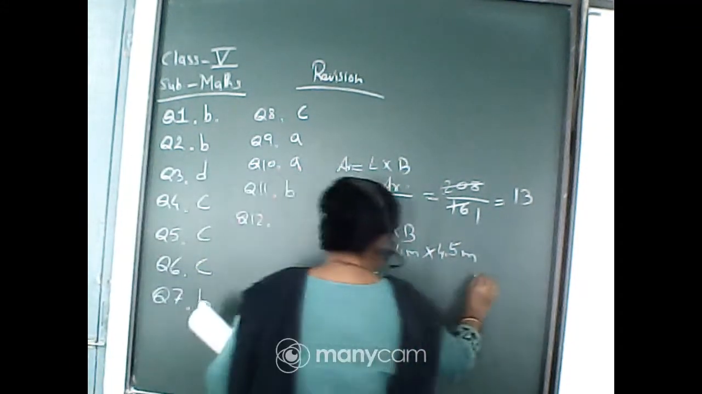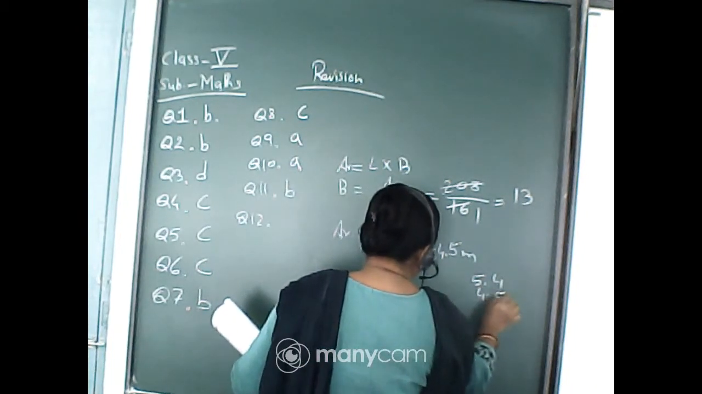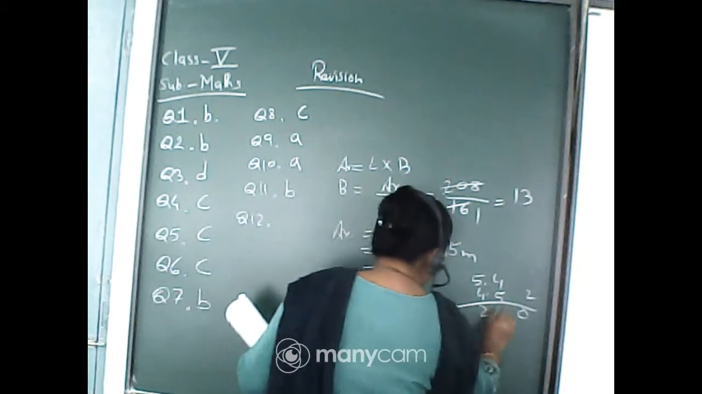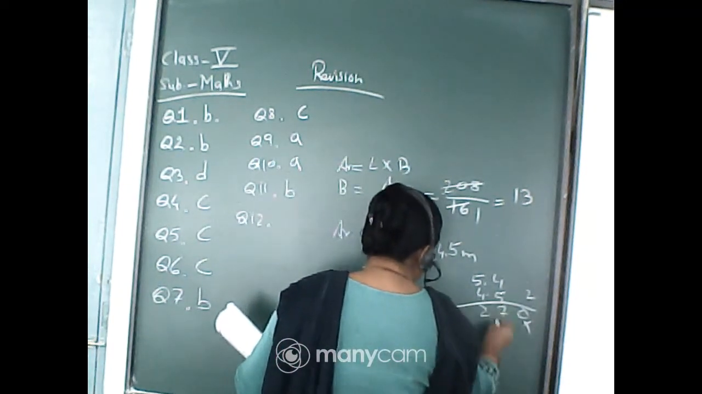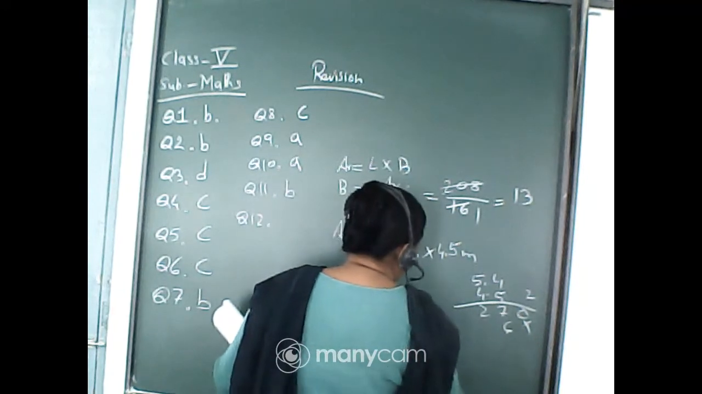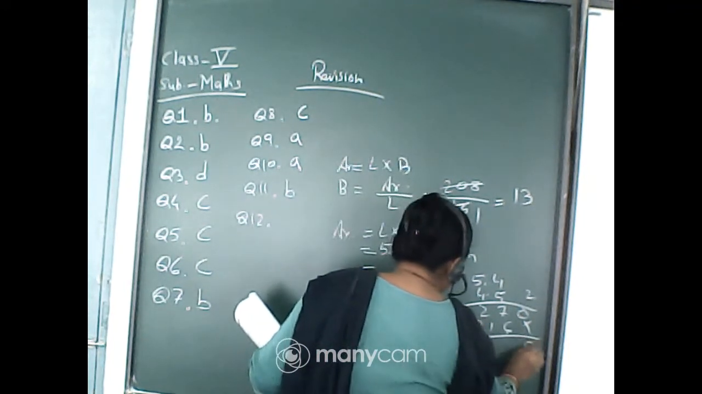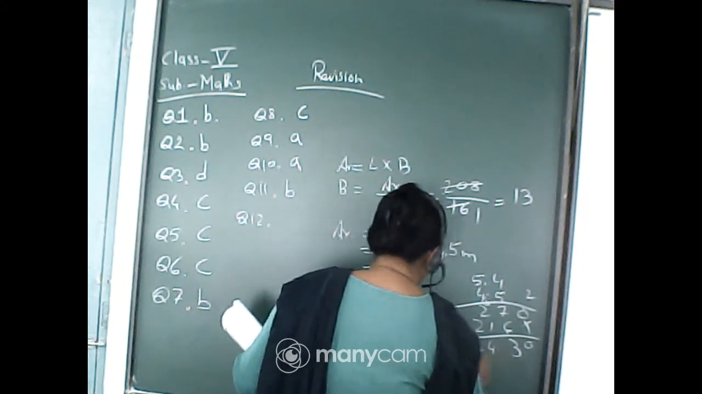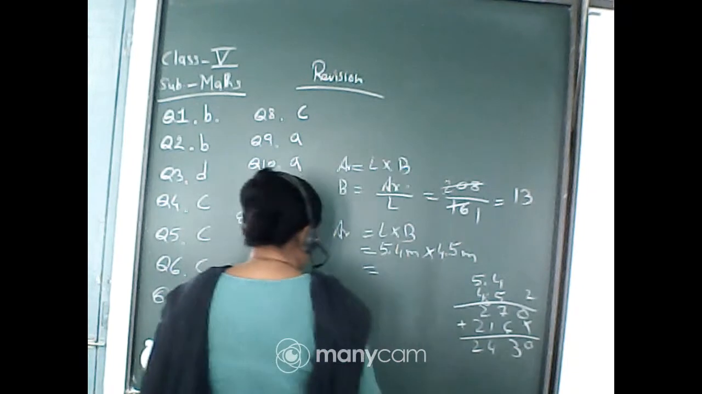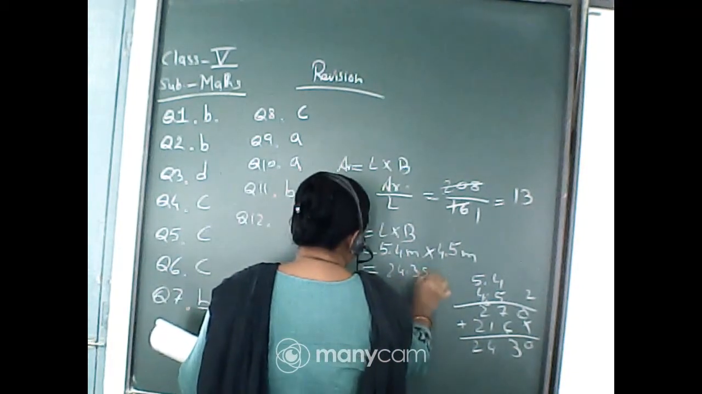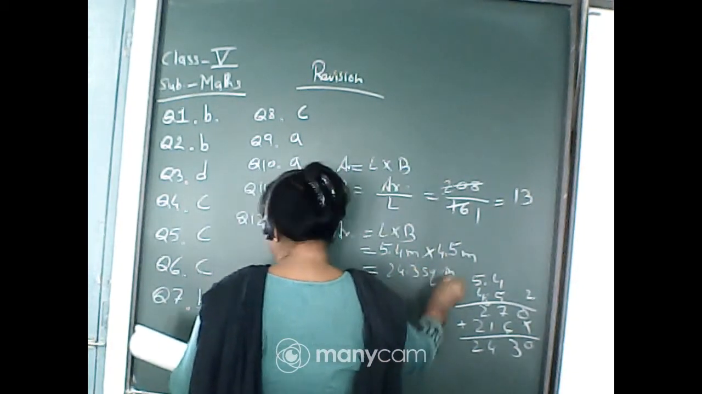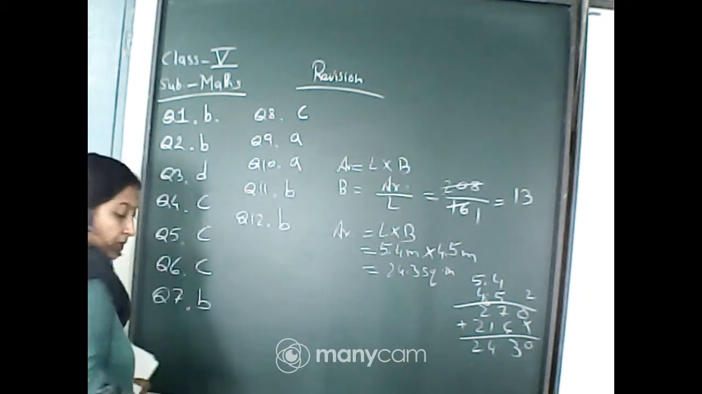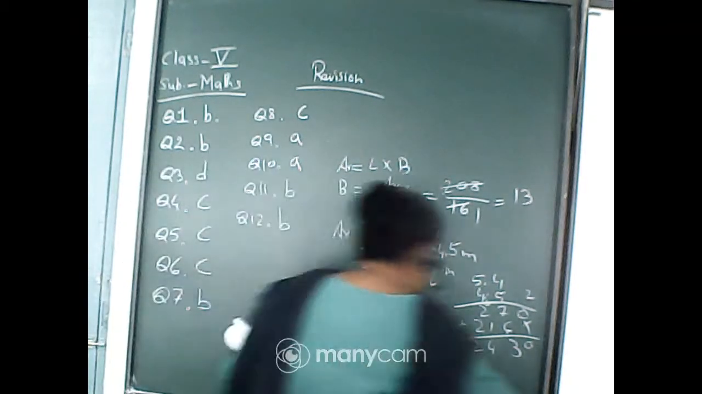In the rough you multiply 5.4 and 4.5. 5 4s are 20, carry 2. 5 5s are 25, 26, 27. And here it is 4 4s are 16, carry 1, 20, 21. Adding 0, 13, carry 1, 2, 3, 4 and 2. That is 24.3. 24.3 square meter. That is option number B. So for question number 12, answer is option number B.